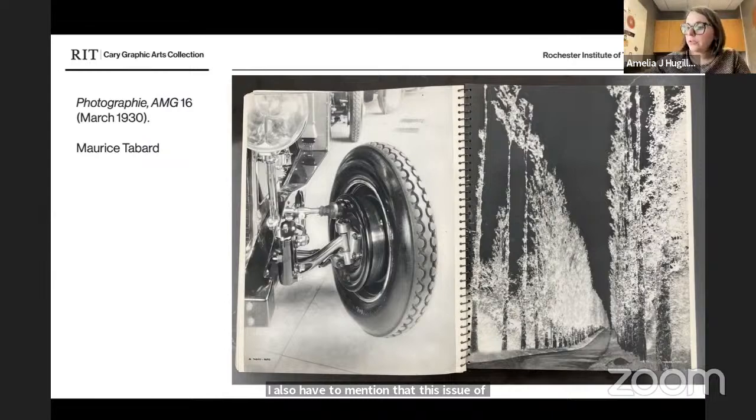I also have to mention that this issue of Arts et Métiers Graphiques was printed with the rotogravure process, which was at the pinnacle of high resolution printing for photographs that letterpress couldn't achieve in halftone. There's a high dynamic range, as in intaglio printing. It captures detail in the lightest white areas of the images and the darkest black tonal fields. And there's a reason why I bring this journal out often to show our photography classes at RIT, because the reproduction value is so high.